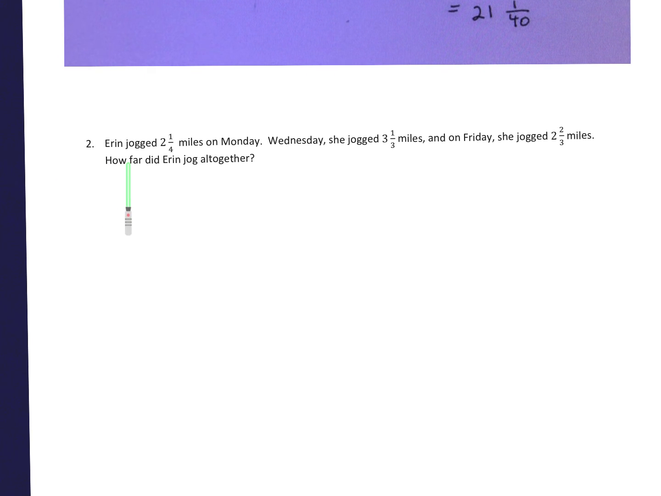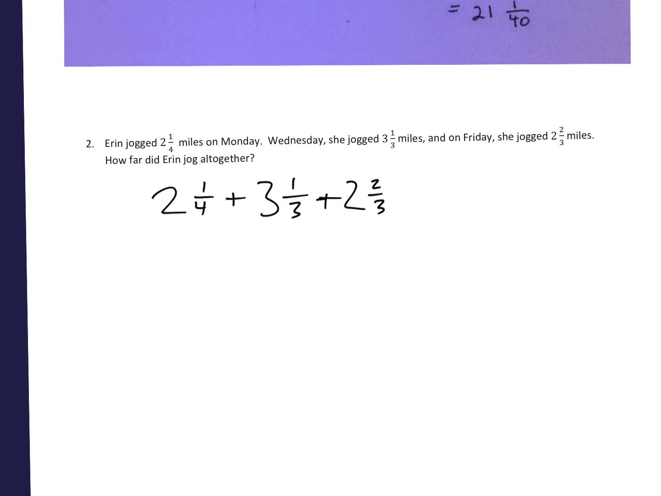Number 2. Erin jogged 2 1/4 miles on Monday. Wednesday, she jogged 3 1/3 miles. And on Friday, she jogged 2 2/3 miles. How far did Erin jog all together? So I'm going to set this up for you real quick. We've got Monday, Wednesday, and Friday is when she's jogging. And we've got 2 1/4 plus 3 1/3 plus 2 2/3.